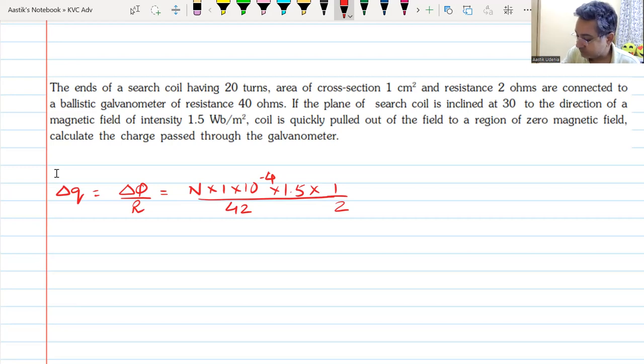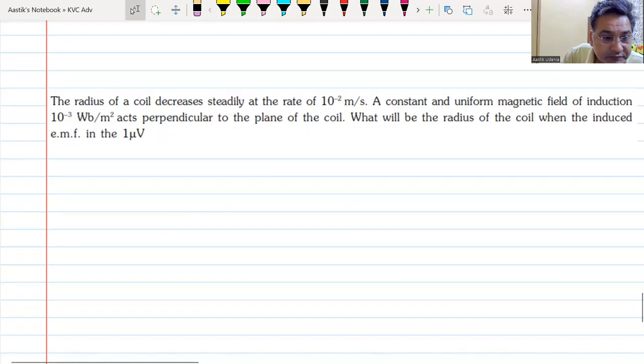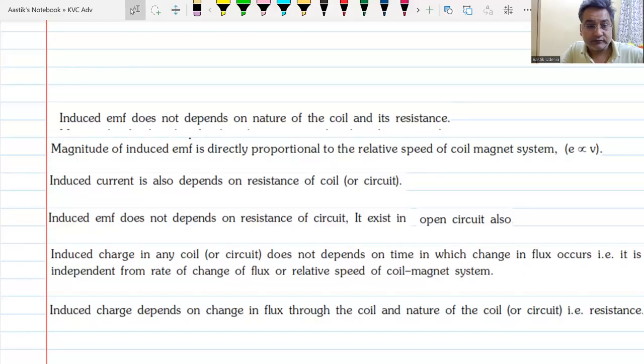This one. The radius of a coil decreases steadily at the rate of 10 raised to the power minus 2 meter per second. A constant and uniform magnetic field of induction 10 raised to the power minus 3 Weber per meter square acts perpendicularly to the plane of the coil. What will be the radius of the coil when the induced EMF is 1 microvolt? All these points, note this down.